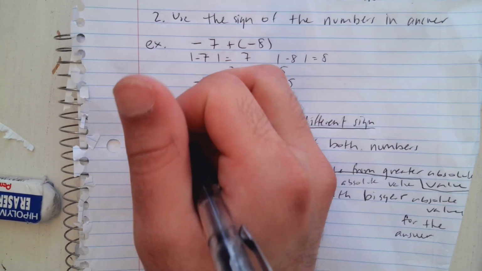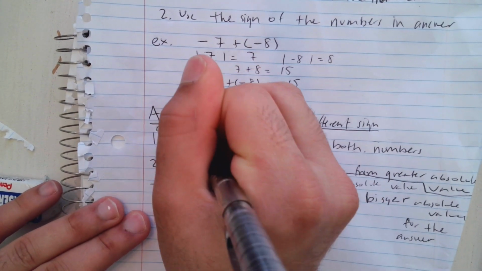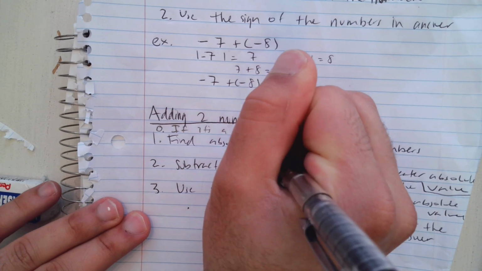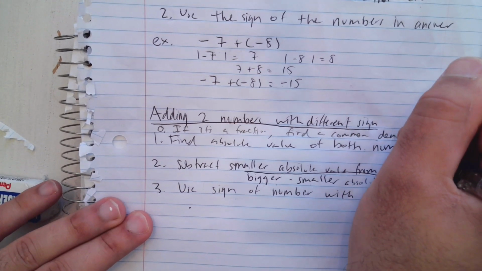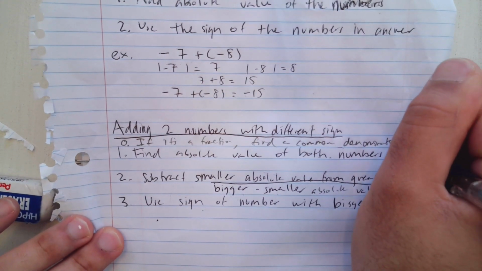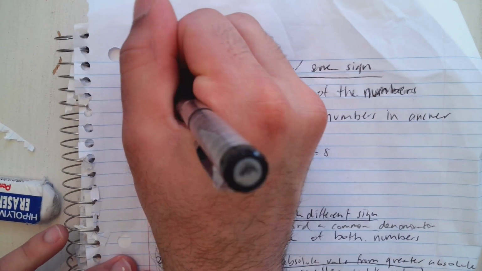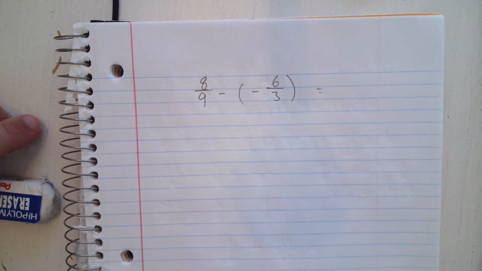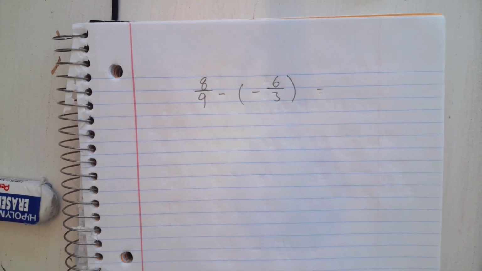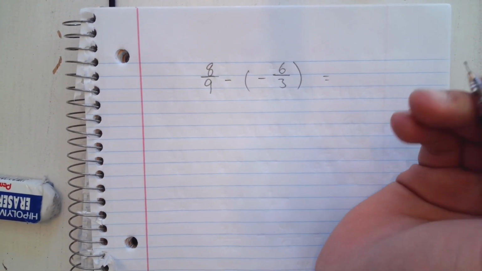So maybe on this sheet, we write a step 0 that says, if it's a fraction, find a common denominator. And even if we're adding two numbers of the same sign, we can write a step 0, right? Find common denominator. If it's not a fraction, we can move on. We don't have to deal with that. Okay, so how can we find a common denominator between these two fractions?